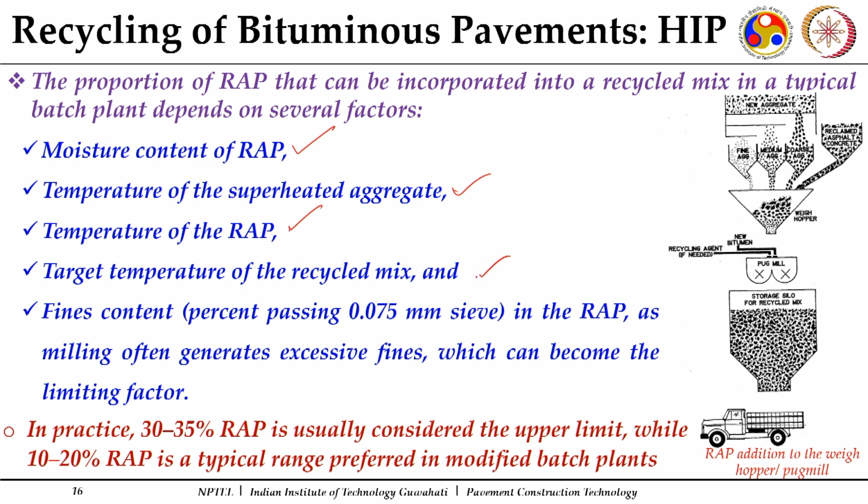Target temperature of the recycled mix: at what temperature? If we are using certain additives by which the mix can be compacted at low temperatures, they are good enough. Another concern is how much percentage of fines there are, because through milling operations usually more amount of fines is generated. So, that further restricts how much percentage of RAP can be incorporated into the recycled mixes. In practice, around 30 to 35% of RAP is usually considered an upper limit, but typically in batch mix plants you go for a percentage of RAP in the range of 10 to 20% at most batch type plants, with these small modifications which are required.